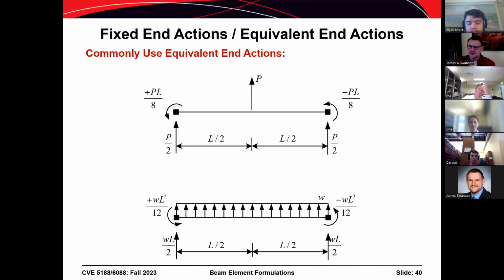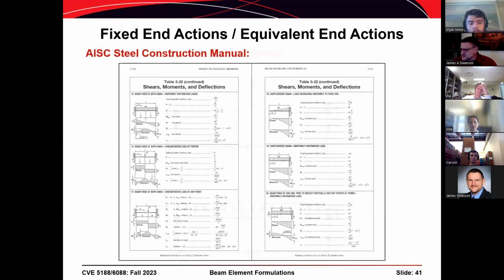Those are the ones that I'll use straight off. But that's certainly not a full suite of equivalent end actions. You can have a whole lot more than just that. What if the load is off center a little bit, right? What if you have more than one load acting at the same time? I'm not going to present all of those cases to you. You can go to different resources for that.